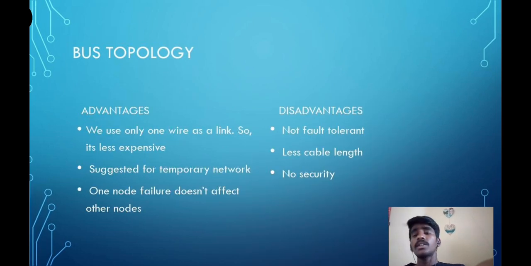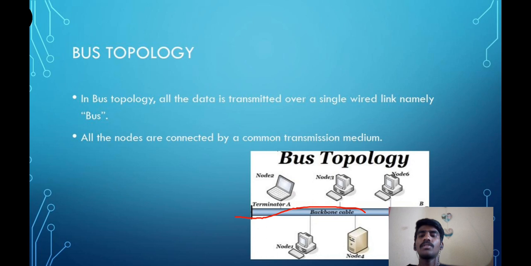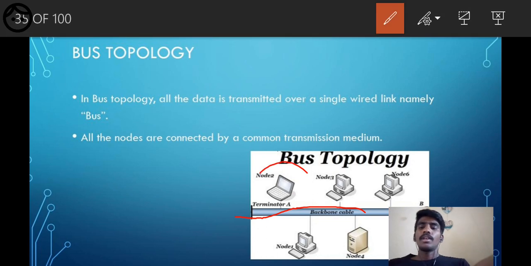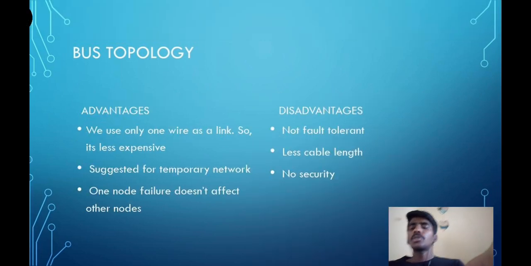So let's see the advantages and disadvantages involved in bus topology. We use only one wire as a link, so it's very cheap to use. If you are looking for a temporary network which is not dynamic, we can use this bus topology. And if one device fails, it doesn't affect other devices. That's the main advantage of bus topology. One node failure doesn't affect other nodes.